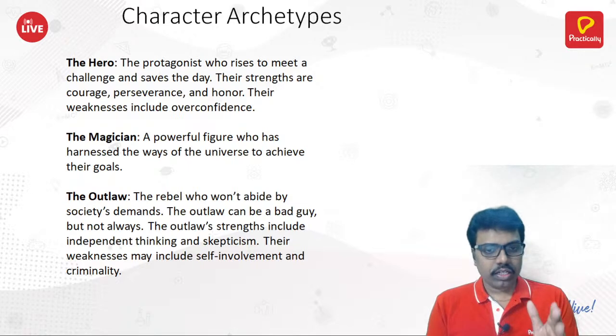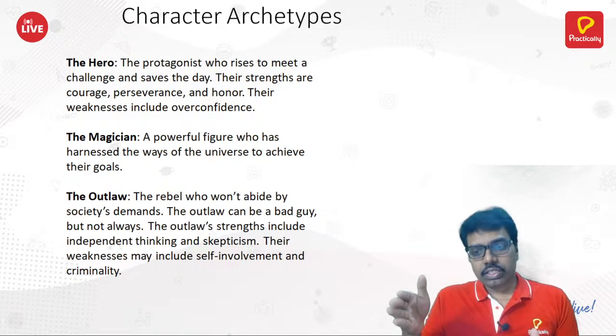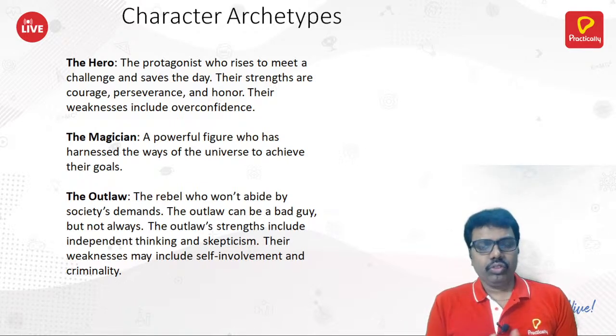So he started the journey from A, and his journey continues through B, and his destination is C. You can create it in such a way. It's not that you can only create flat kinds of characters.